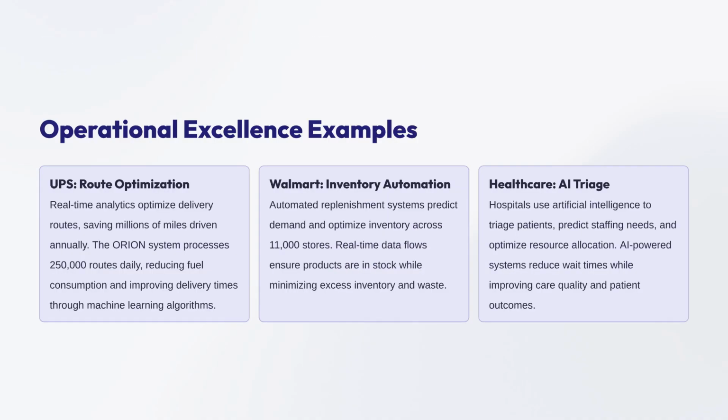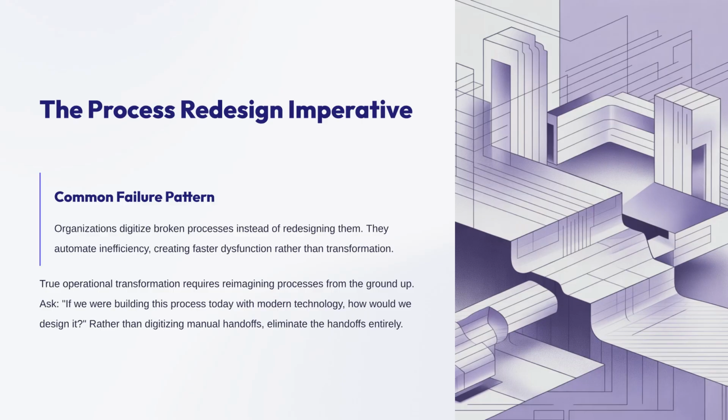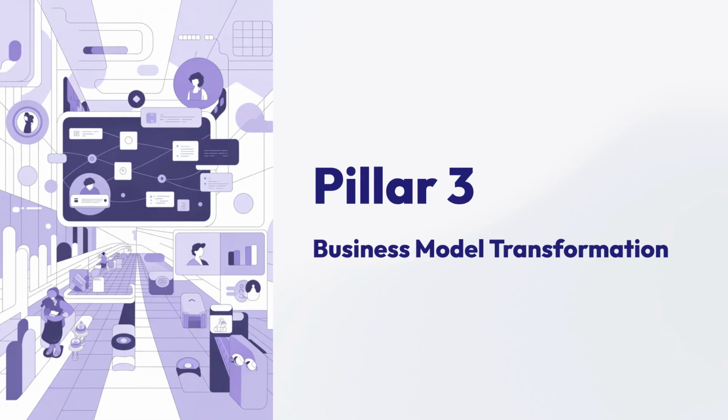Examples of operational excellence include UPS's real-time route optimization, Walmart's automated inventory replenishment, and the use of AI triage in healthcare for better resource allocation. A major failure pattern is digitizing broken processes, automating inefficiency instead of transformation. True operational transformation requires asking how the process would be designed today with modern technology. We now move to Pillar 3, Business Model Transformation.